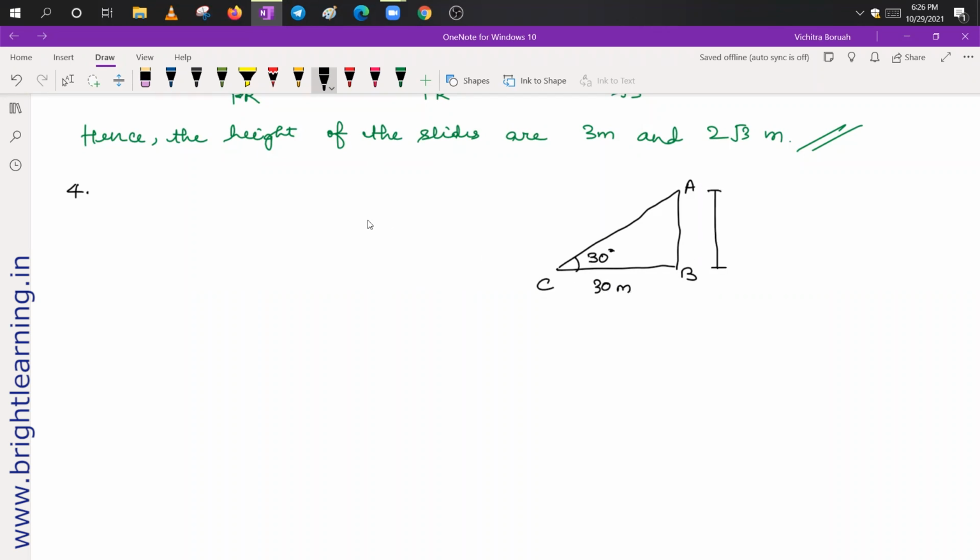Okay, students, so I want you guys to do this question. I want you guys to find the height of this tower. Everyone do this question now. Tell me the answer. What will be the height of the tower?